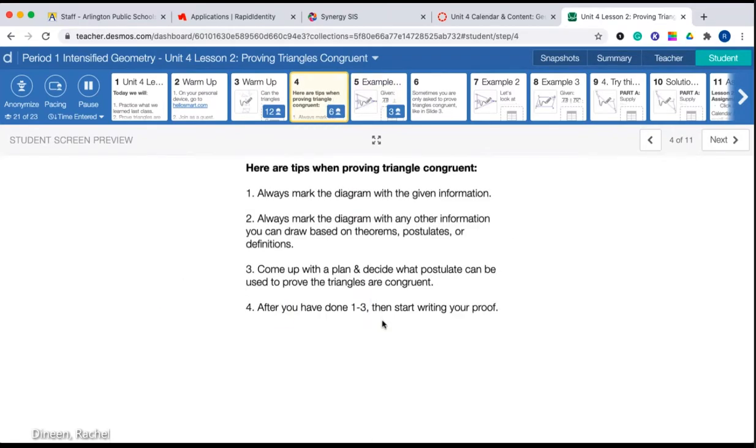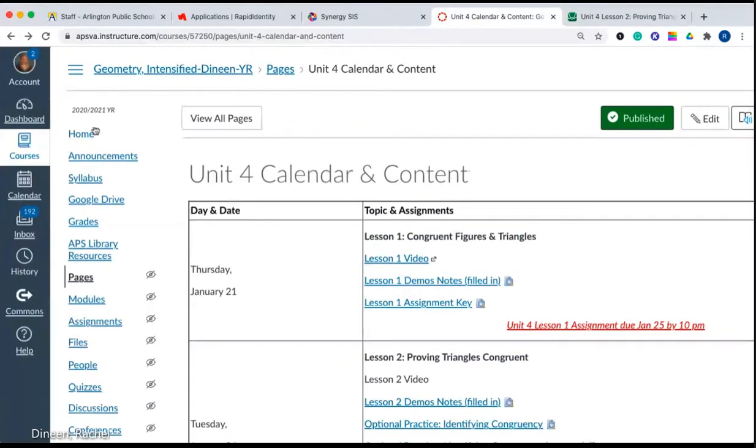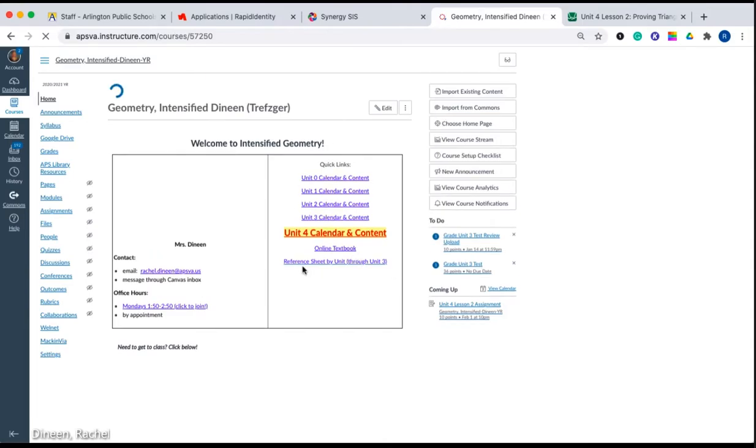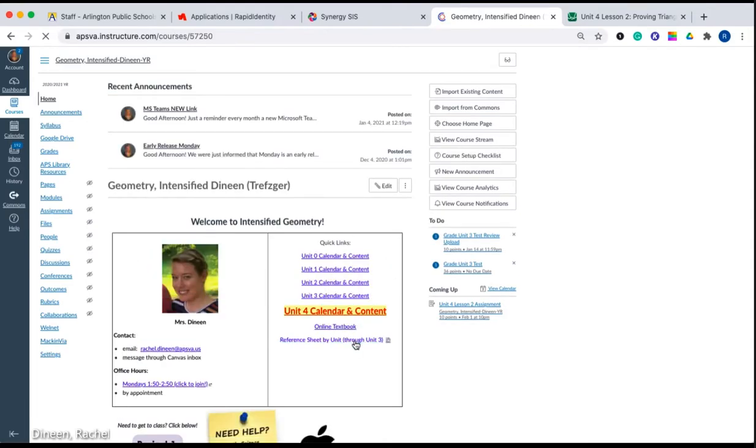Gabriel asked, where can I find all the theorems, postulates, proofs, all of that? So if you remember, I need to update it for this unit. So I'll put that on my to-do list for today. But there's a reference sheet by unit through unit 3. So I'll need to update it for unit 4.